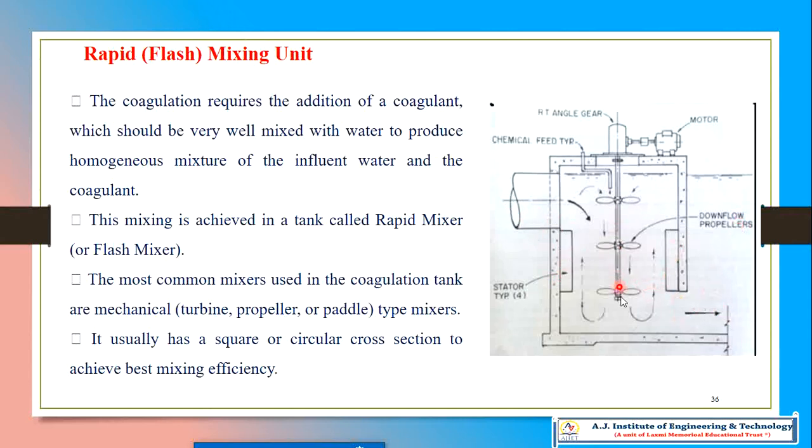From the rapid mixing it is going to flocculation. This is the paddle, water will come and it will mix rapidly here. This is downflow, propellers are provided. This is the propeller. Okay, this is the motor. This is a typical cross section of your rapid mixing chamber.